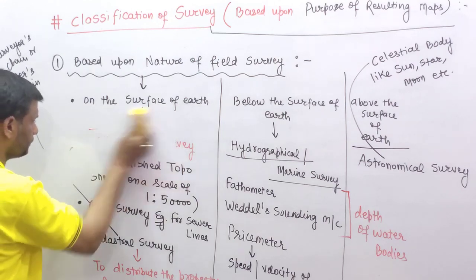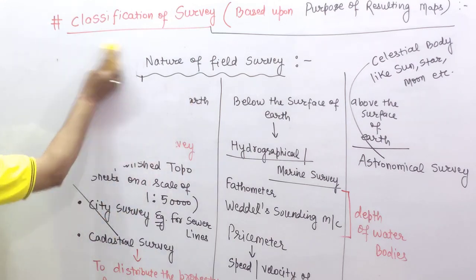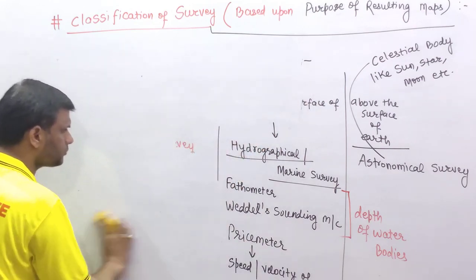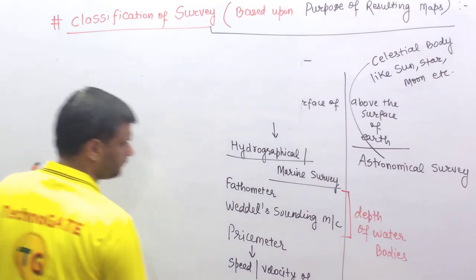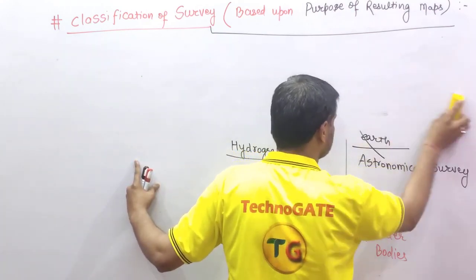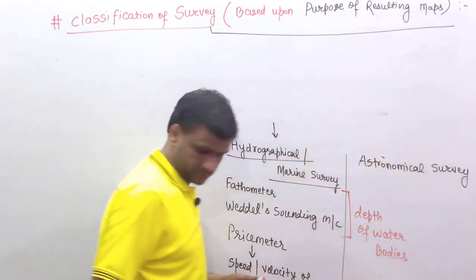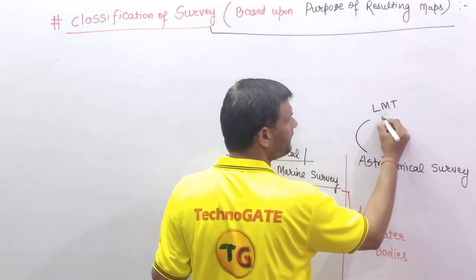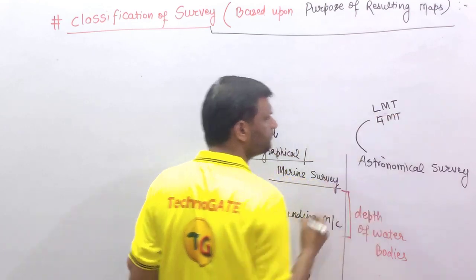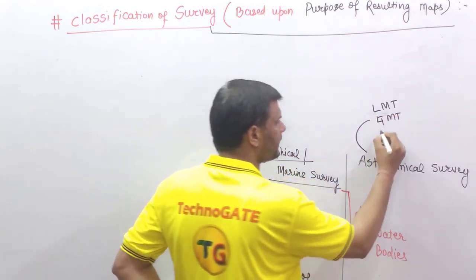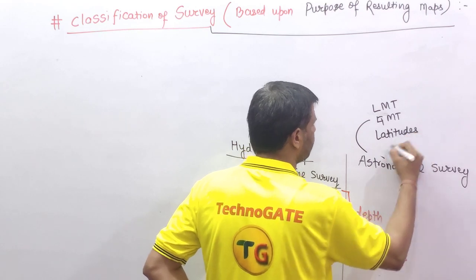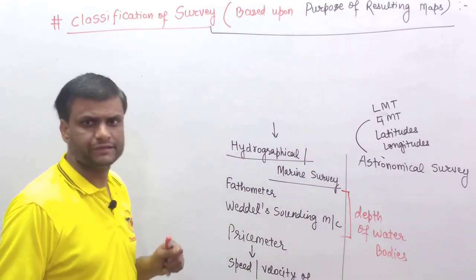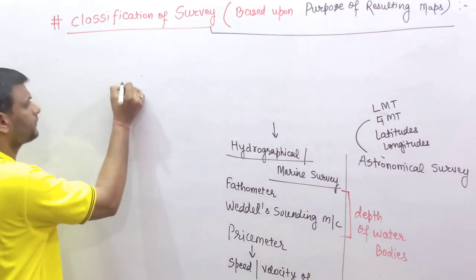Okay, so in hydrographical survey, one instrument also called the sounding sextant is used. In astronomical survey, we also study LMT, GMT, Greenwich Mean Time, local mean time, etc., latitudes and longitudes. In this particular case, one instrument is also called the sounding sextant.